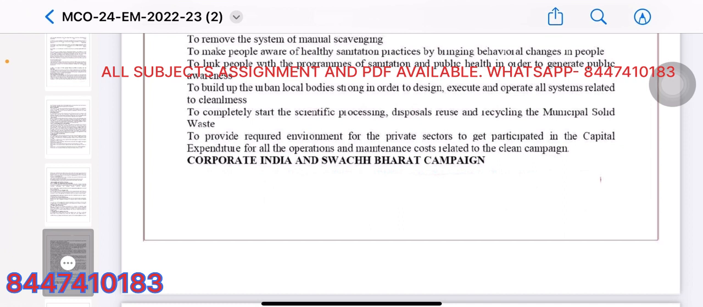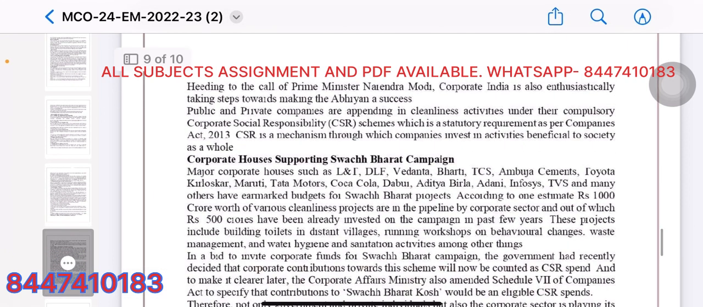Corporate India and Swachh Bharat campaign. Heeding the call of Prime Minister Narendra Modi, corporate India is also enthusiastically taking steps towards making the Abhiyan a success. Public and private companies are spending on cleanliness activities under their compulsory corporate social responsibility scheme, which is a statutory requirement as per Companies Act 2013. CSR is a mechanism through which companies invest in activities beneficial to society as a whole.